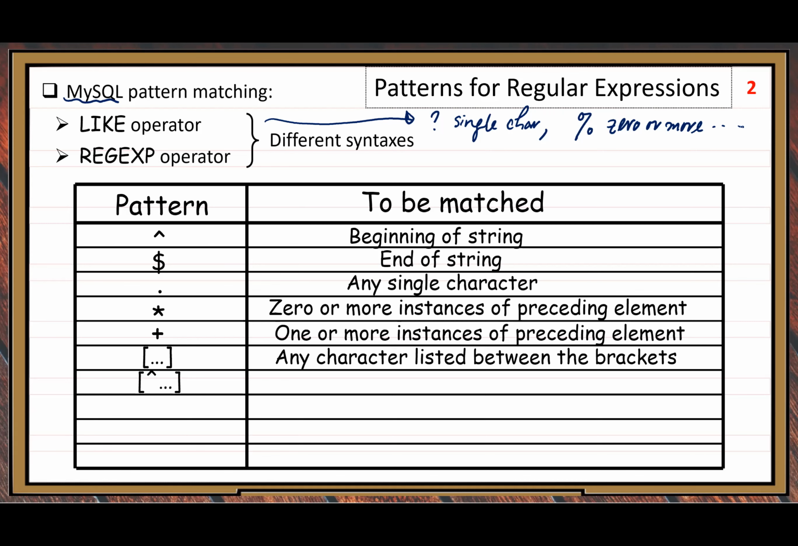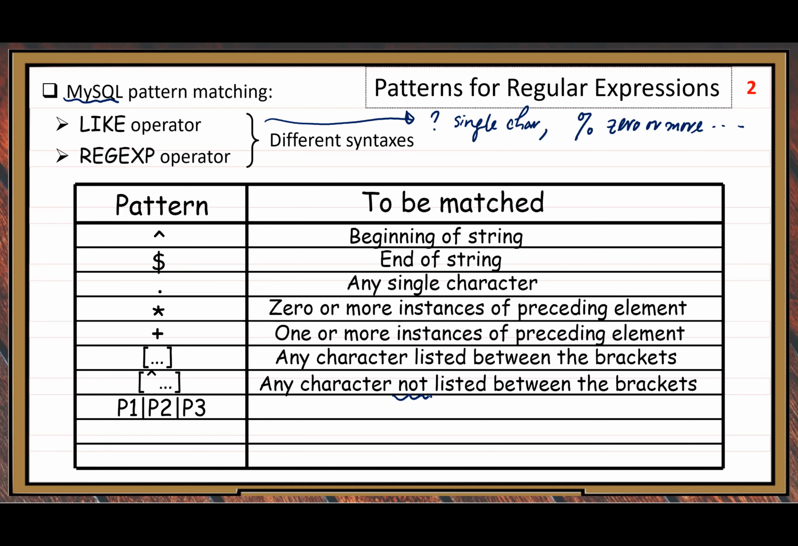And here you can see this hat symbol again, but inside the square brackets its meaning is different from the first meaning. It means any character not listed between the brackets. It's like a negate operator, not. So that's the special usage of this symbol.